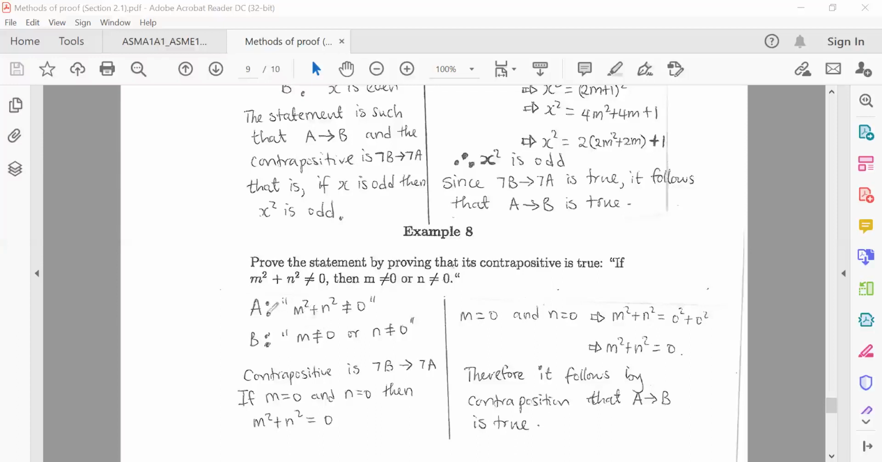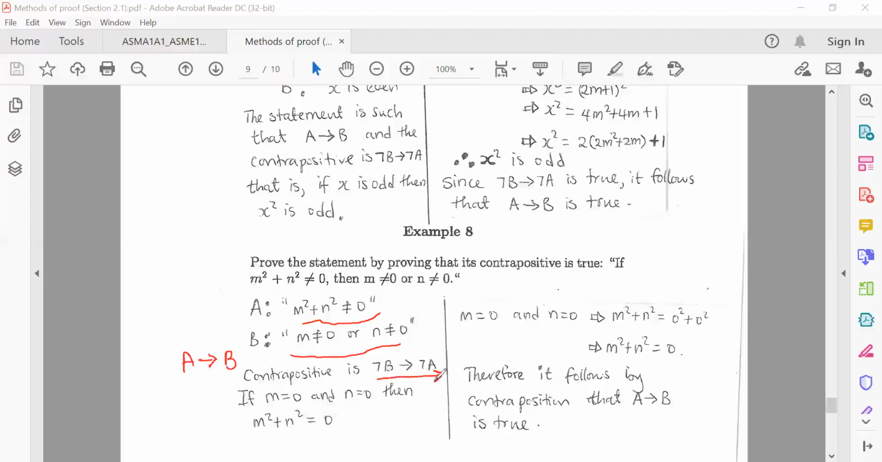As usual, do yourself a favor and just let A be the first statement: m squared plus n squared is not equal to 0. Let B be that statement: m is not equal to 0 or n is not equal to 0. You know already that the original statement is of the form A implies B. What is a contrapositive? The contrapositive statement will be not B implies not A.